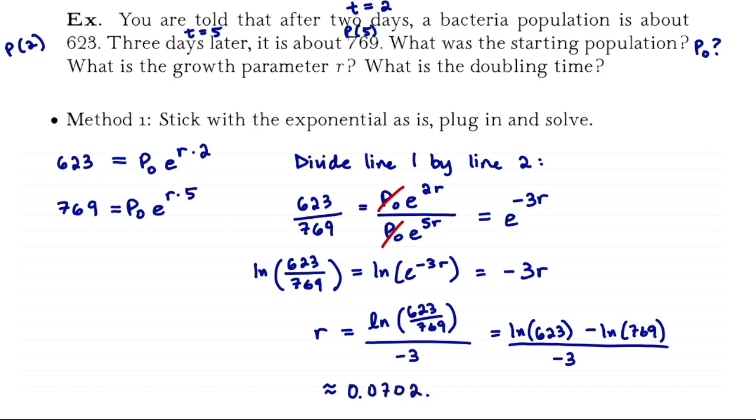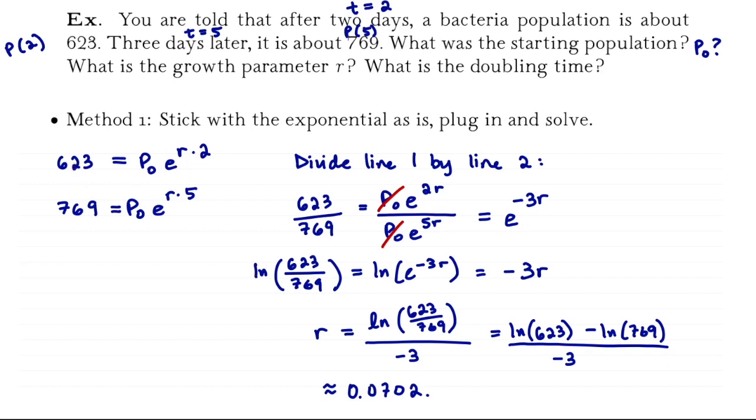0.0702. Okay, so that's our growth rate. To find the starting population now, I just need to use, say, the first equation. So I can plug in for r, and if I were doing this in a calculator, I would plug in the entire closed form expression. Then take that, divide it over, and solve for p0.